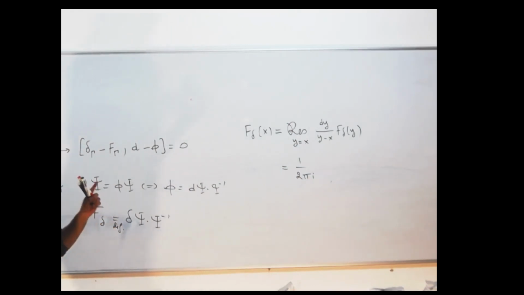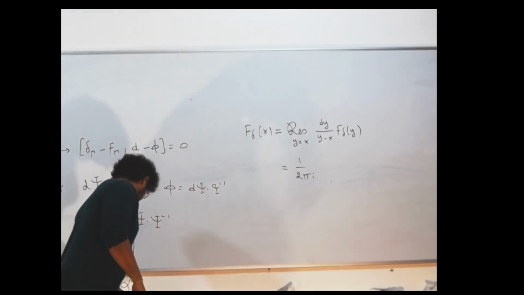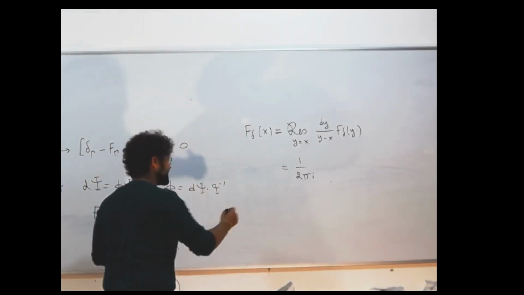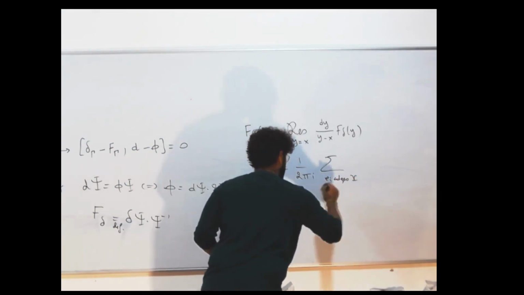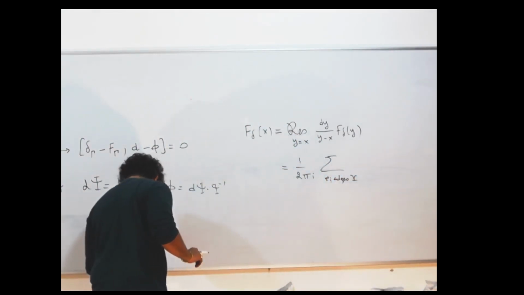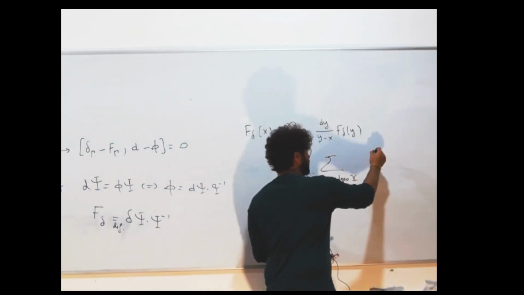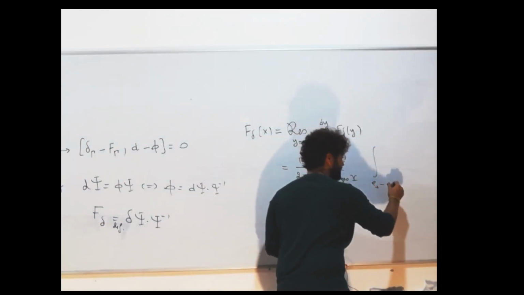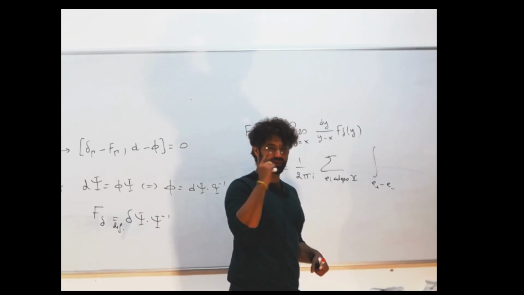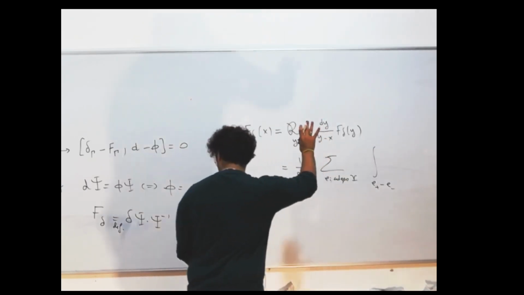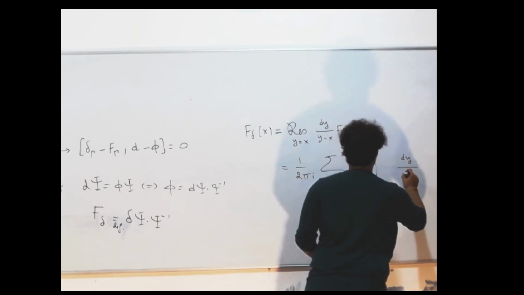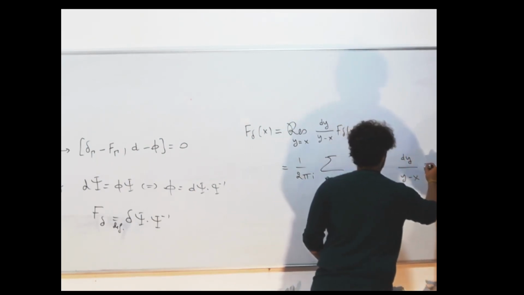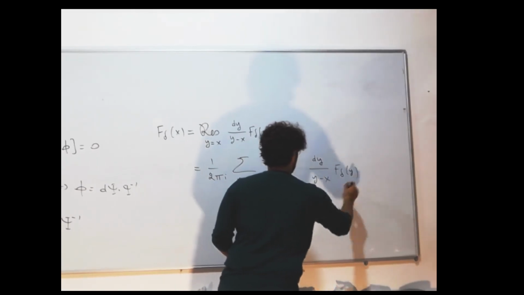Right, because in French we say 2iπ. Anyways, so 2πi in English of the sum over the edges of epsilon of the integral of e plus minus e minus, for the same reason as before, of the integrand that we have here. This is dy over y minus x f delta of y.